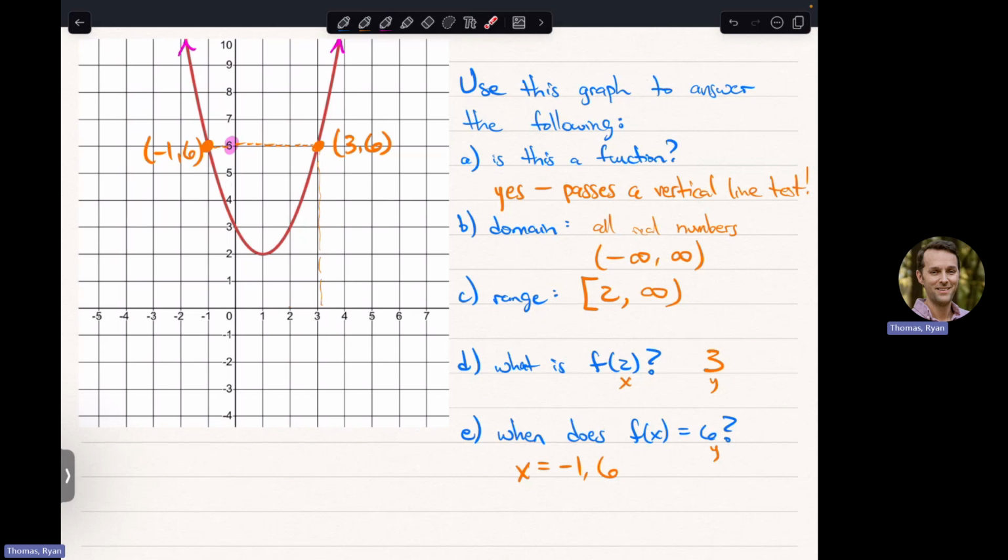This is just, to use our vending machine example, like having two buttons that do the same thing, right? The input negative 1 gets me to 6. The input 3 also gets me to 6. That's okay. That doesn't prevent it being a function.